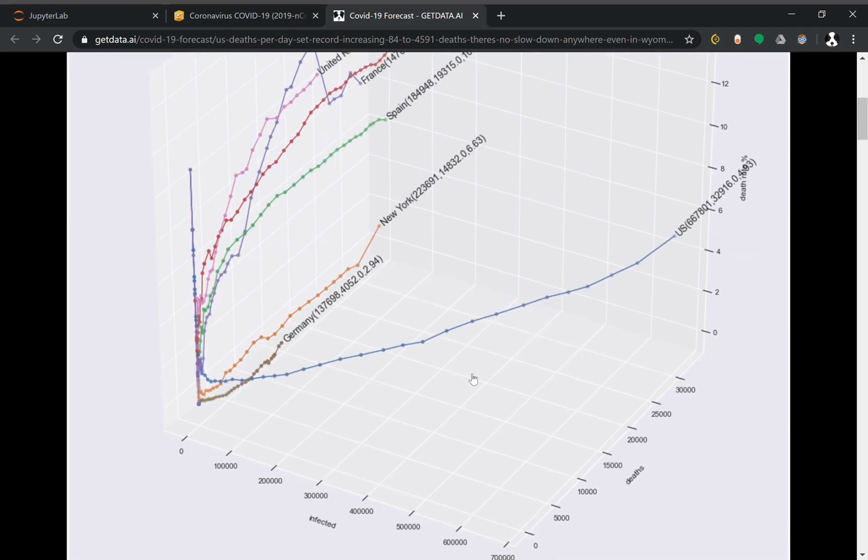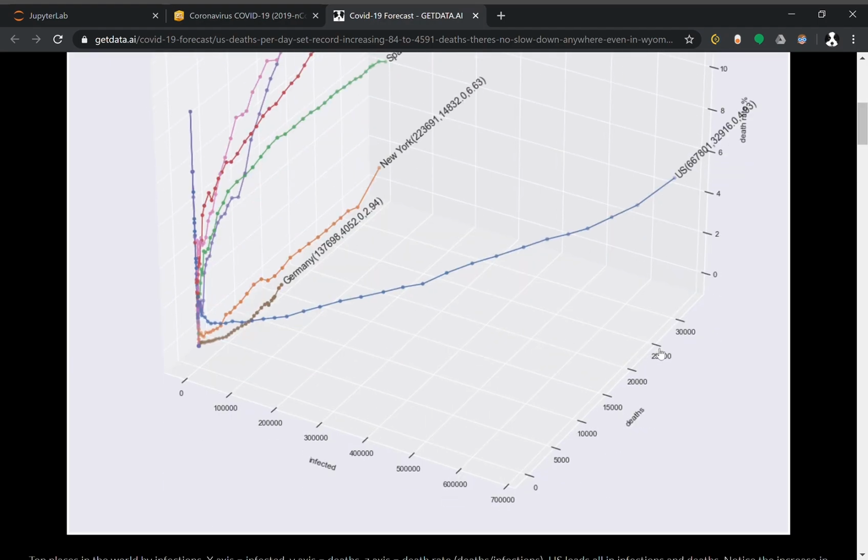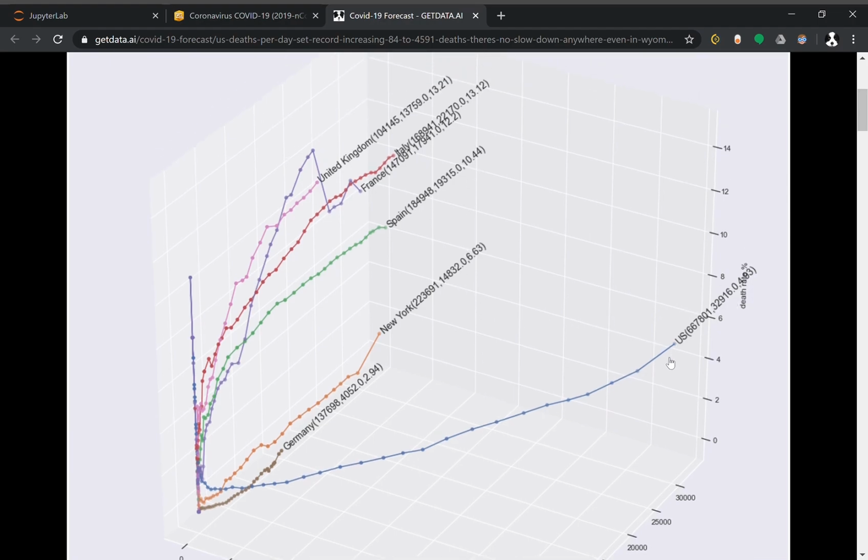And so what that means is, if you look at this series, right, the US leads in infections, right? No one is even close to us, and that's why we're so far to the right. The US leads in deaths, right? We have 32,000. No one is even close to us. That's why we're so far into the screen. Okay, and we're not the leaders, though, in death rate.